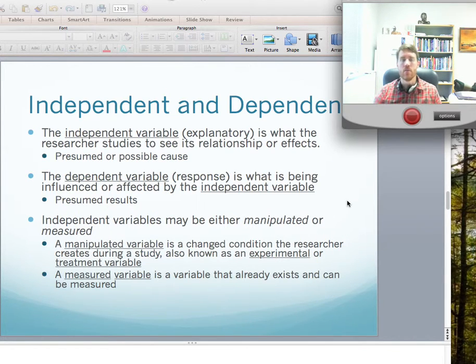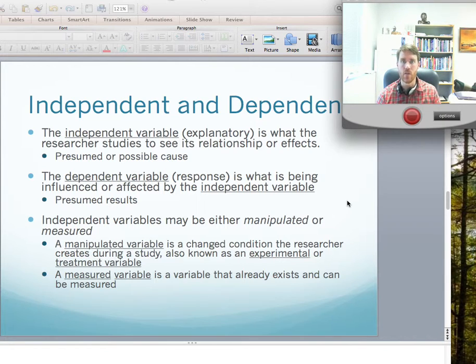So moving on, in talking about variables, there needs to be, in a quantitative measure, an independent and a dependent variable. And as with everything else, we learn different terms, and I learned explanatory variable is synonymous with independent variable. The independent variable is what the researcher studies to see its relationship or its effect. So it's this idea of possible cause, or the presumed cause, that could be explaining the relationship. It's independent of the outcome.